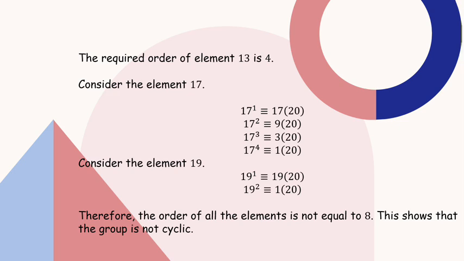Therefore, the order of none of the elements is equal to 8. This shows that the group is not cyclic.